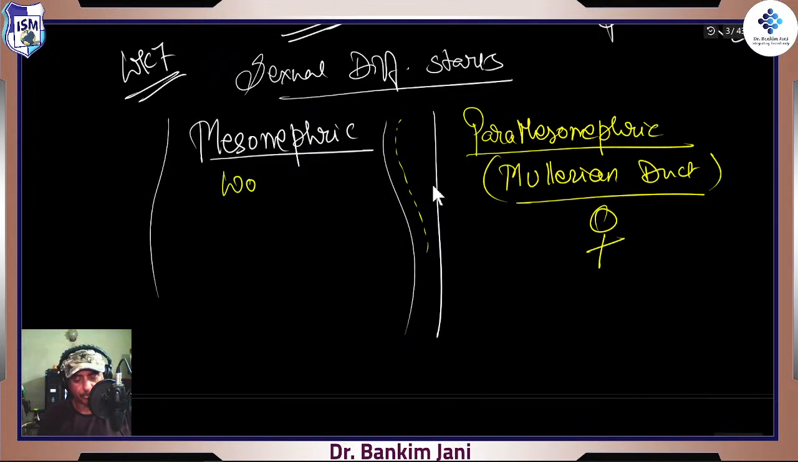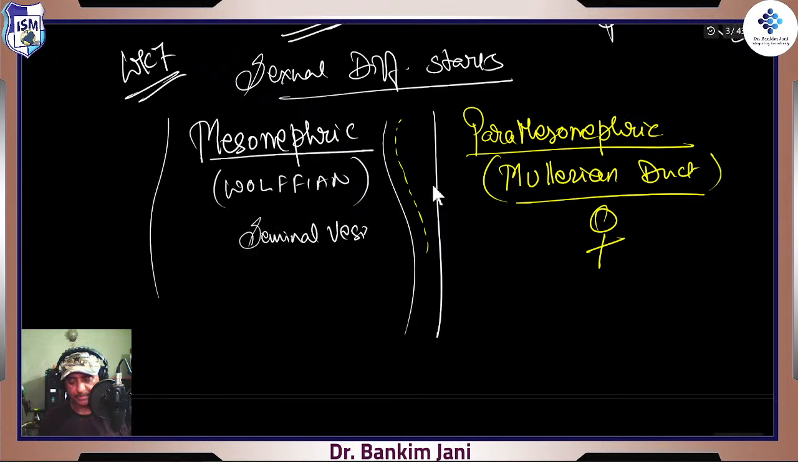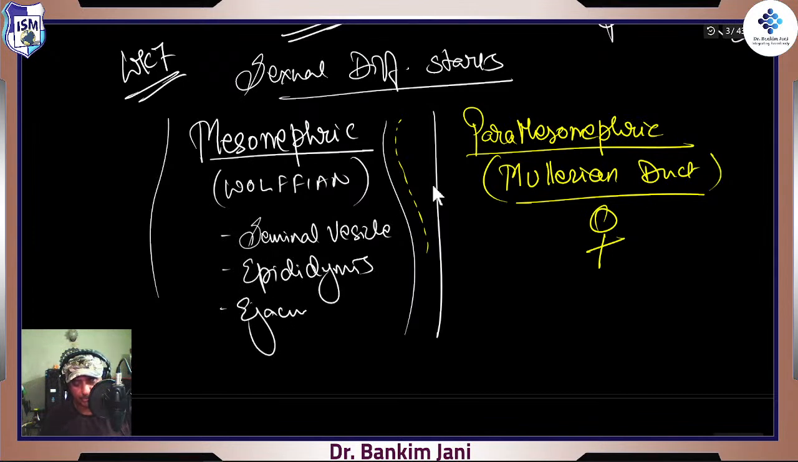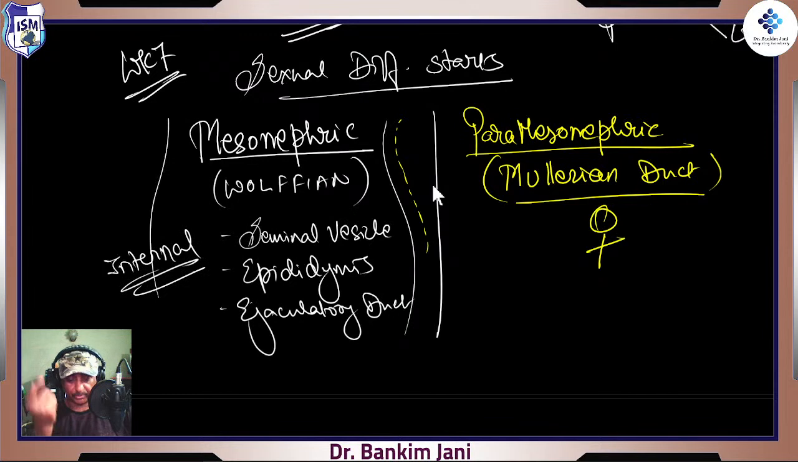However, today we'll be focusing only on this mesonephric duct, also called the Wolfian duct. And this is what will lead to all these structures. Now, don't worry if you are learning this topic for the first time, like seminal vesicle, epididymis, ejaculatory duct. Everything will come. But you should know these few important names, that is epididymis and, let's say, ejaculatory duct. So these are the internal sex organs. This would be our focus for today.